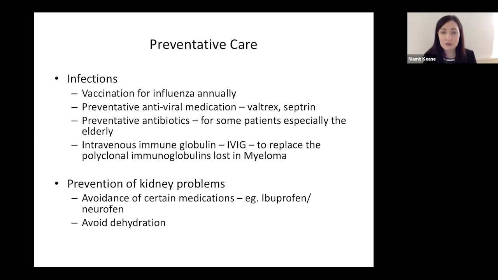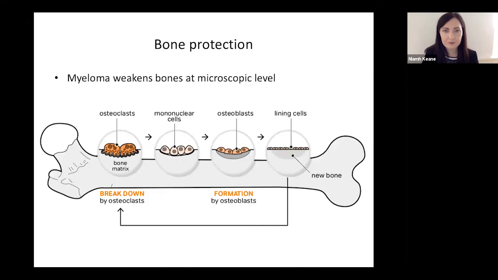The other important facet is to prevent kidney problems. So we try to avoid certain medications in patients with multiple myeloma, and the chief ones here would be non-steroidal anti-inflammatories, things like Nurofen, Diphene. We try to avoid these in our patients and manage their pain with other analgesics. We also try to avoid dehydration, as there is a propensity to dry out the kidneys and make any existing renal damage worse. But probably the most important aspect of supportive management in multiple myeloma is bone protection.